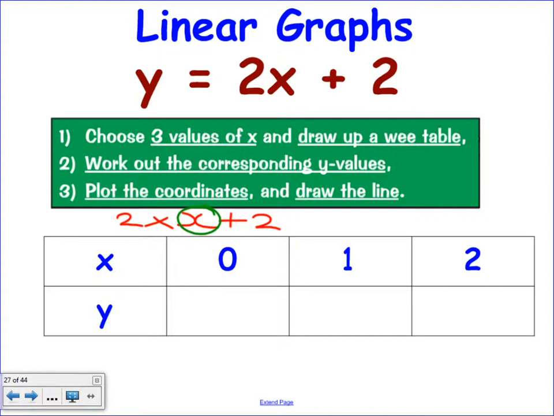So let's try it with 0. I put 0 there, and big maths tells me I've got to do the multiplication first. What's 2 times 0? 0, good. Plus 2, so 0 plus 2 is 2. Let's put a value of 1 in there. I swap x for 1, I have 2 times 1. 2, add another 2. I put the value of 2 in there. 2 times 2, 4, plus the 2, good.